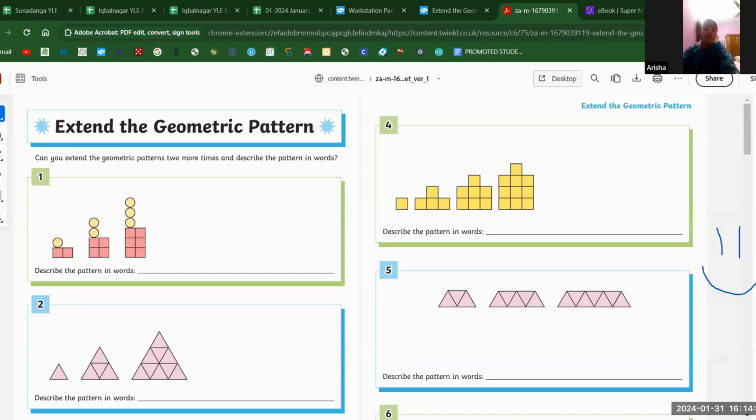Miss, how do we write? You have to draw here. The next picture you have to draw. You have to draw all the patterns here. You do not need to write anything. We will just draw today.